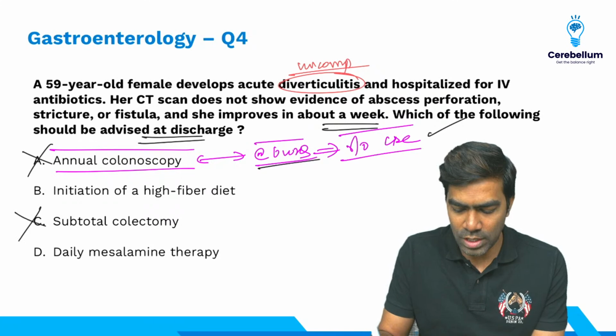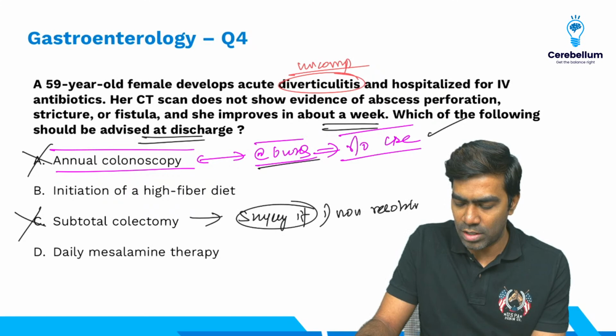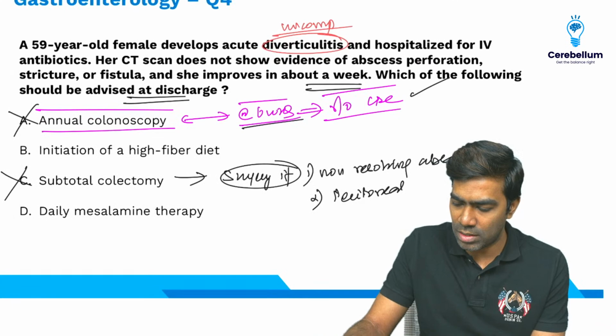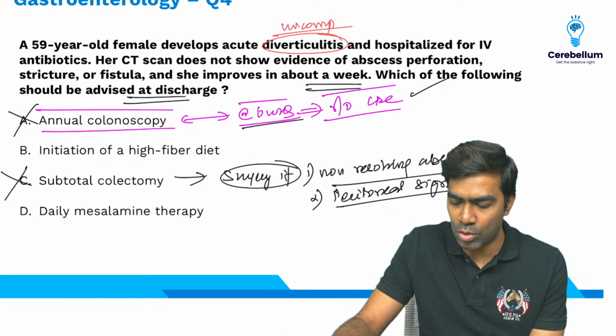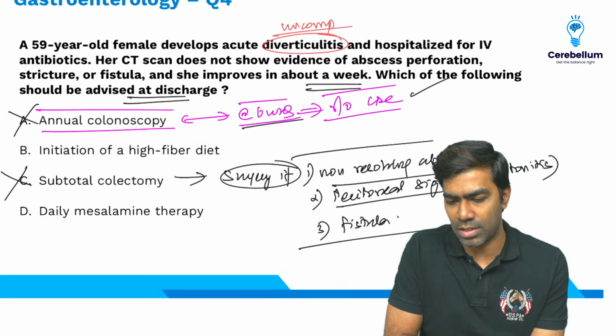Subtotal colectomy is also incorrect because we are going to do surgery only in complicated disease. Surgery is done if there is a non-resolving abscess, or other complications like perforation or fistula. If it's a contained perforation, it can be managed medically. But if the patient is having peritoneal signs due to peritonitis, there you're going to do surgery, open up. Or if the patient has complicated fistula formations, here you can do surgery. Otherwise, I'm not going to do surgery. There's no doubt about that.